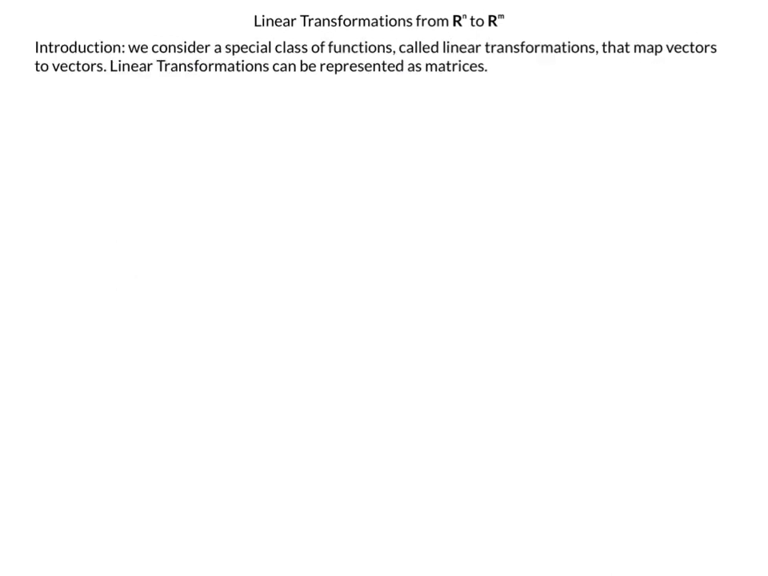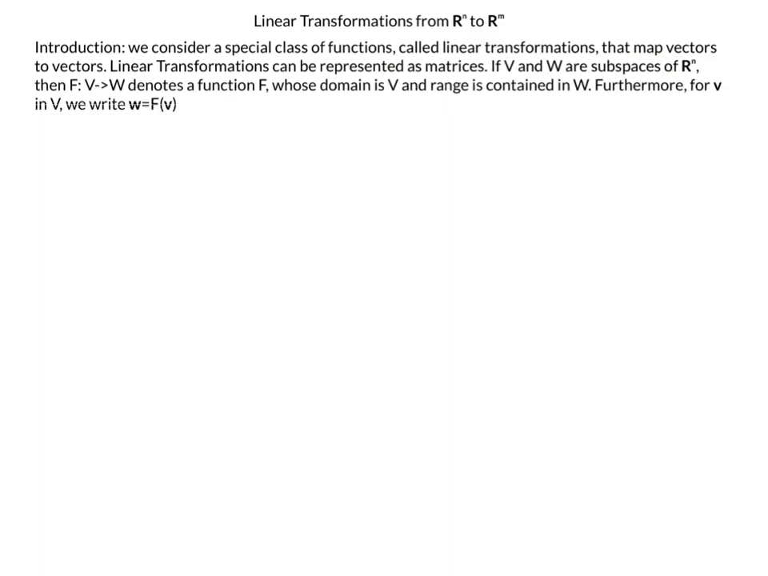Now we go back to our introduction, where we consider a special class of functions called linear transformations, and they map vectors to vectors. Also, linear transformations can be represented as matrices. Then if V and W are subspaces of Rn, a function from vector space V to vector space W denotes a function f whose domain is V and whose range is contained in W. Furthermore, for a vector v in V, we write w is equal to f of v.